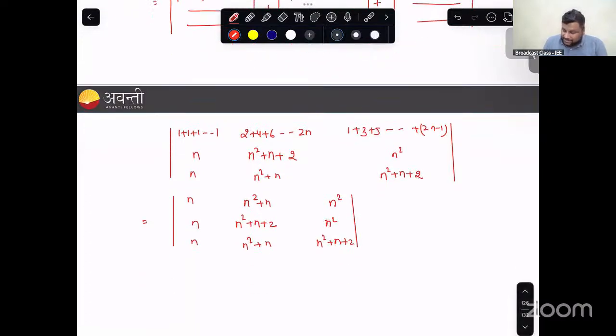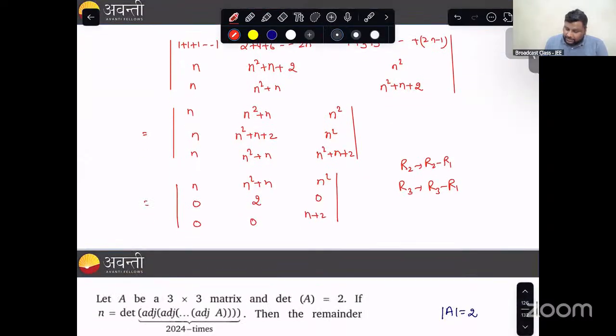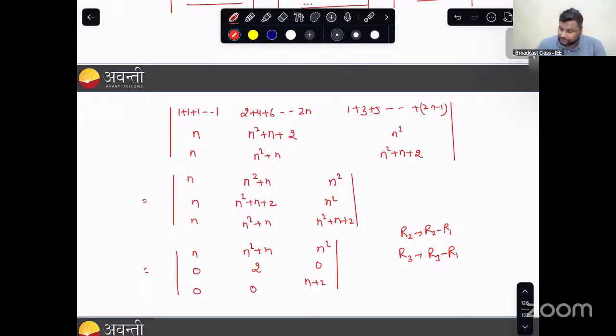Now to simplify this, I use an operation, write R2 as R2 minus R1. Also write R3 as R3 minus R1. R1 as it is, n square plus n square. 0, 2, 0. Here it is 0, 0, n plus 2. And now if I expand it, what do you get? n times 2n plus 2, n times 2n plus 4. This is what you're getting.